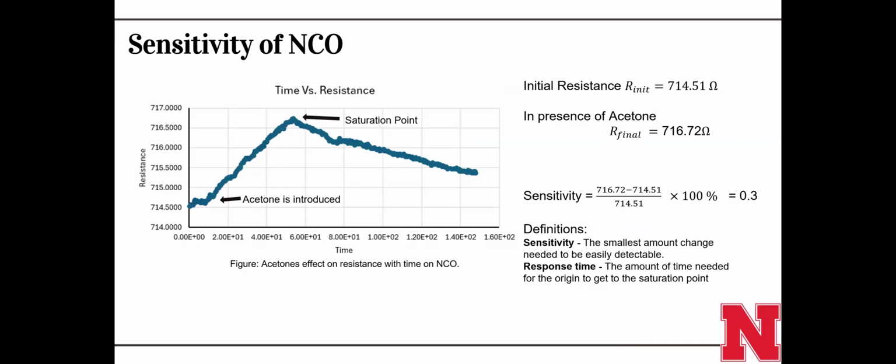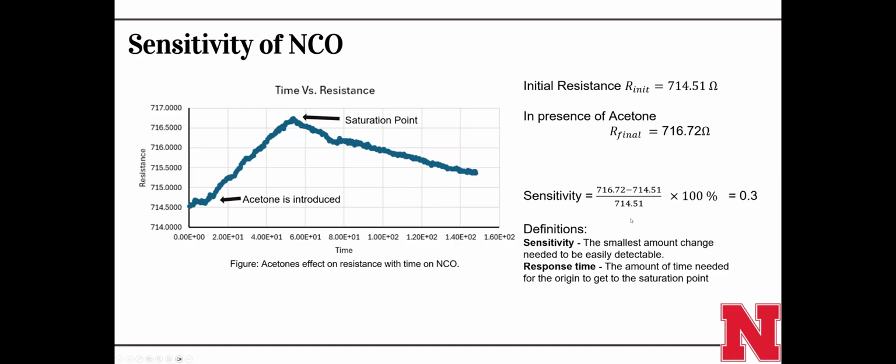Now, sensitivity. Sensitivity to begin with is the smallest amount of change needed to be easily detectable, while the response time in this matter is the amount of time needed for the origin to get to the saturation point. And for this graph, the initial resistance value is 714.51 ohms, which is down here. This is the origin or the start-off value. And when it's in the presence of acetone, it would go up to 716.72 ohms, which would increase dramatically up here. And this is what we call the saturation point.